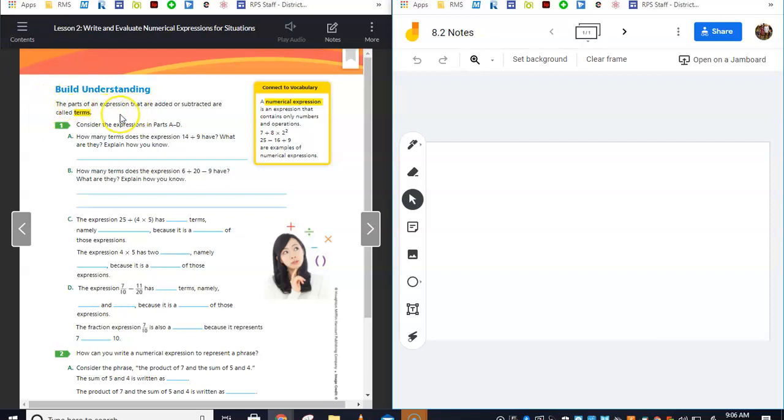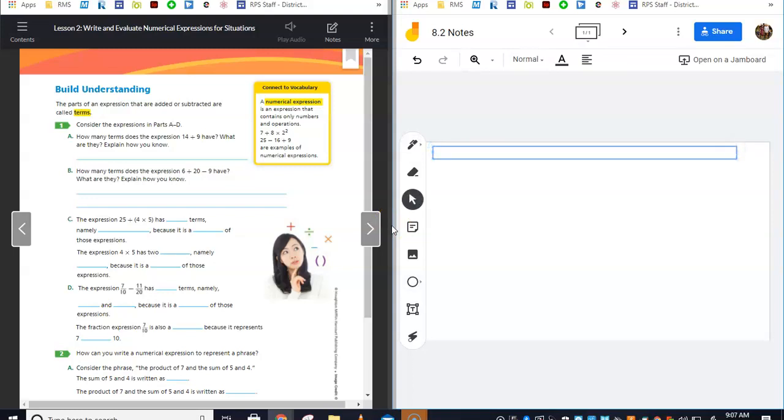One is right here. The parts of an expression that are added or subtracted are called terms. And over here, a numerical expression is an expression that contains only numbers and operations. So this right here are examples of numerical expressions. Number 1, we're going to do A, B, C, and D for number 1. And I'm going to be doing it right over here. And for the sake of writing nicely, let's get this out.